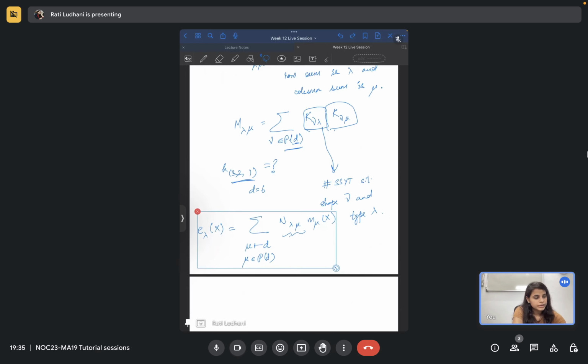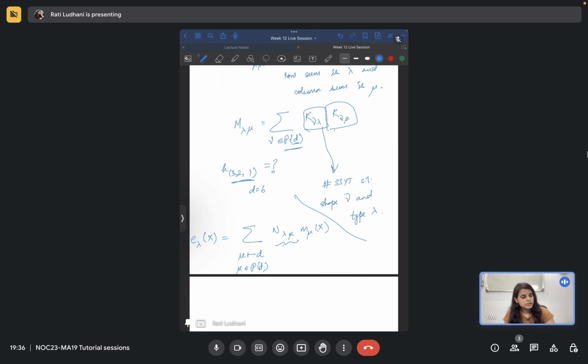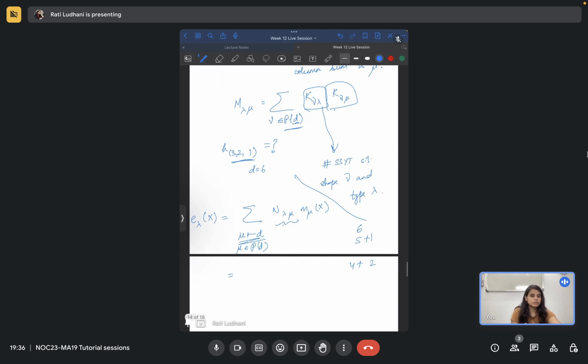So what we will try to find now, first consider what we are looking at. Mu is the partition. So what are the partitions of 6? You have 6, 5 plus 1, 4 plus 2. As I said, keep it in an order so that you will never forget any number. Now 4 plus 1 plus 1. Next, 3 plus 3.